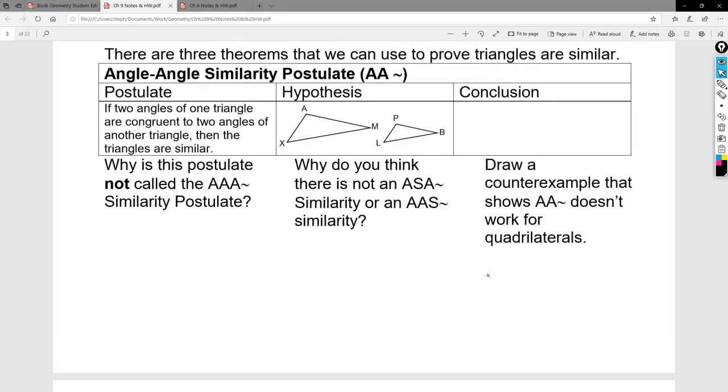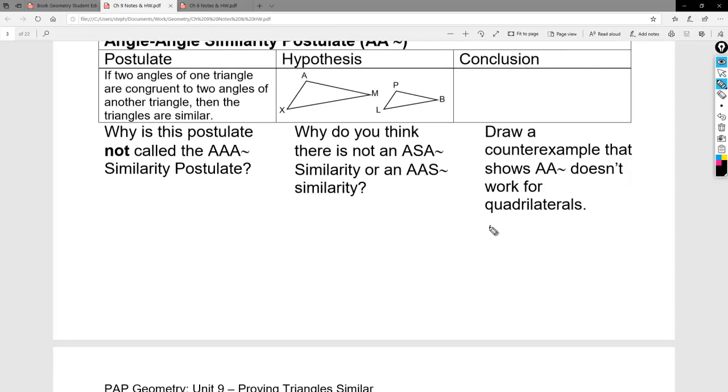So if we have a right trapezoid versus, let's say, a rectangle, obviously these two quadrilaterals have two angles that are congruent, but the third and fourth angles are not. So I cannot say that these two quadrilaterals are similar.